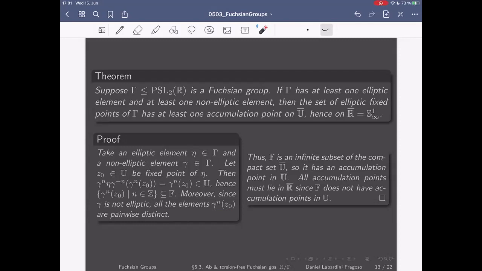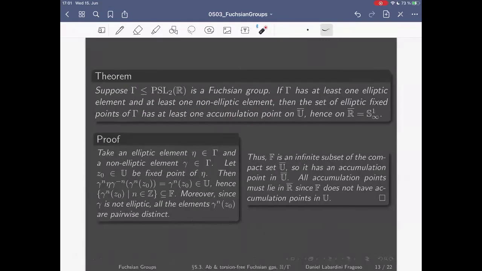of a compact set, because if we take the closure of U, then this is homeomorphic to the closed disk, which is compact. An infinite subset of a compact set always has an accumulation point. And we already showed that the accumulation point cannot lie inside the upper half plane, but has to lie somewhere in the boundary, and that is R bar. Okay.